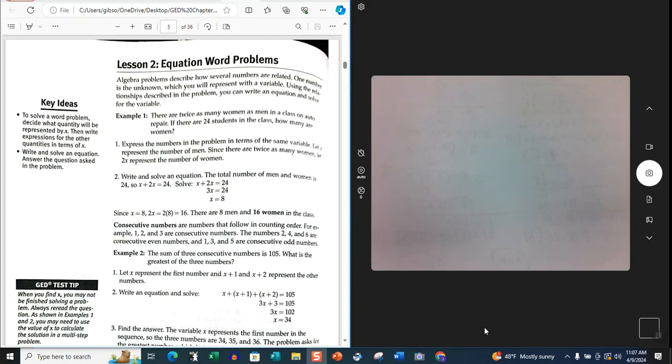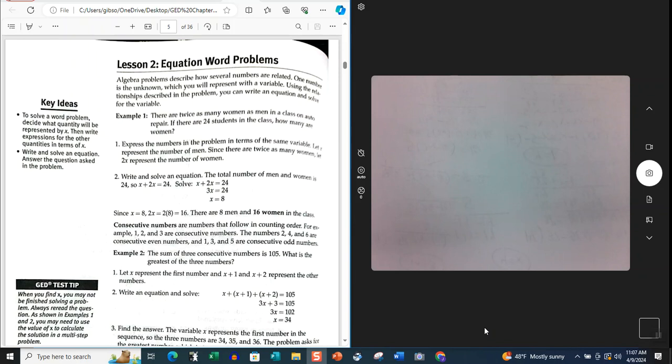Hello, class. We're about to start lesson 2 from chapter 6. Lesson 2 states equation word problems. Algebra problems describe how several numbers are related. One number is the unknown, which you will represent with a variable. Using the relationships described in the problem, you can write an equation and solve for the variable.